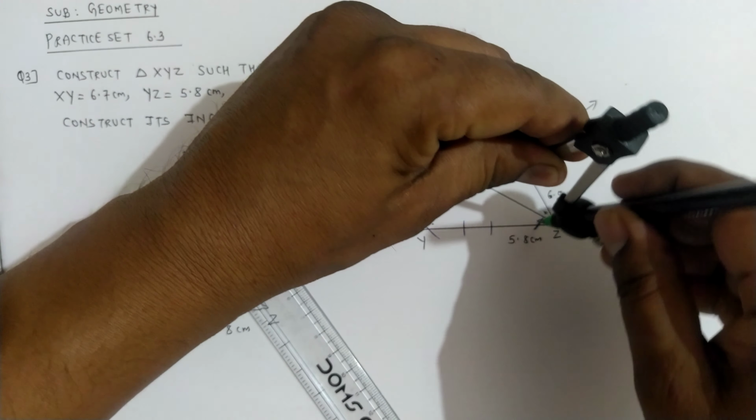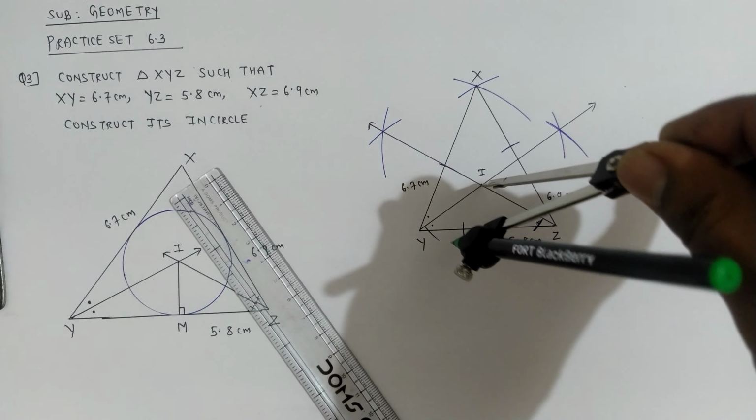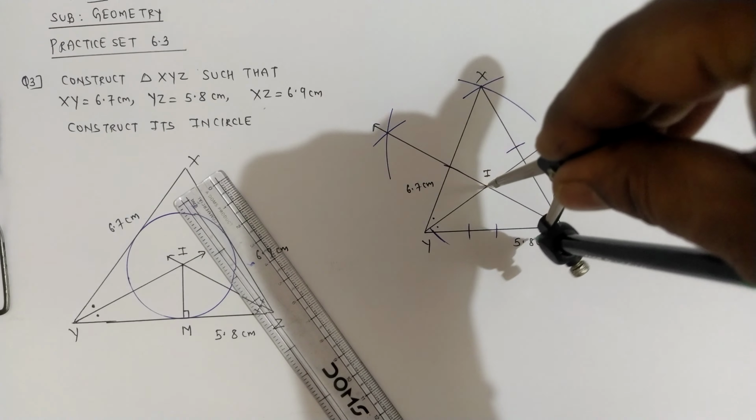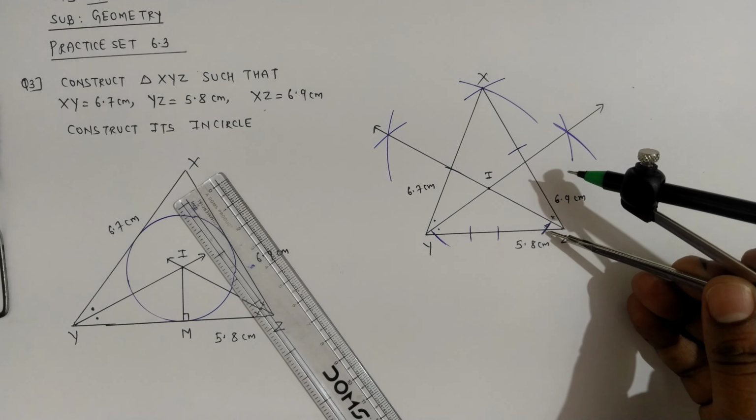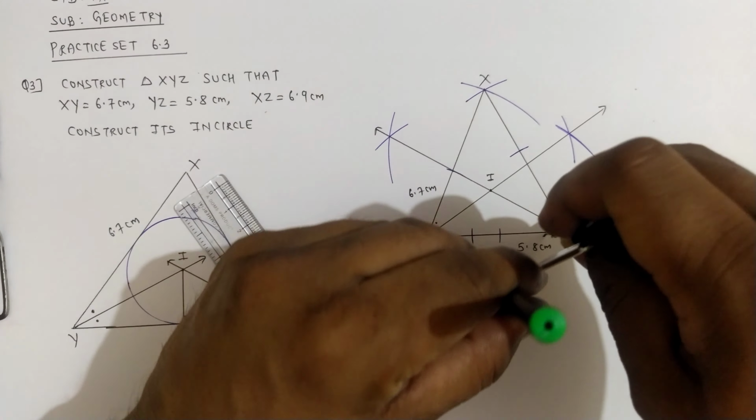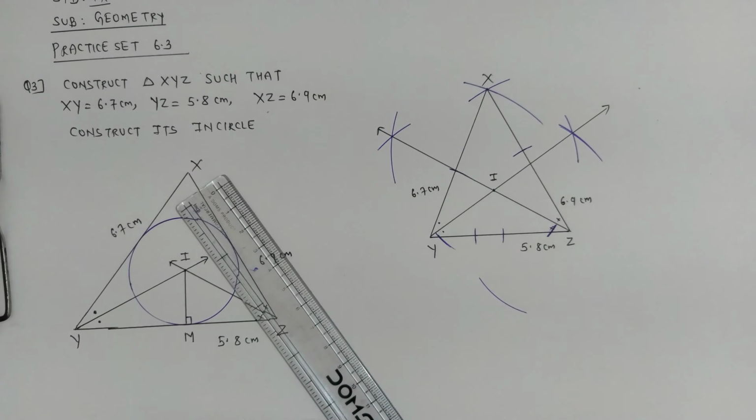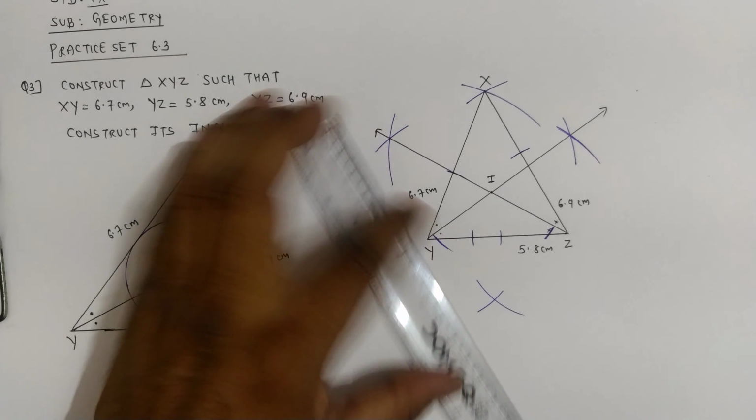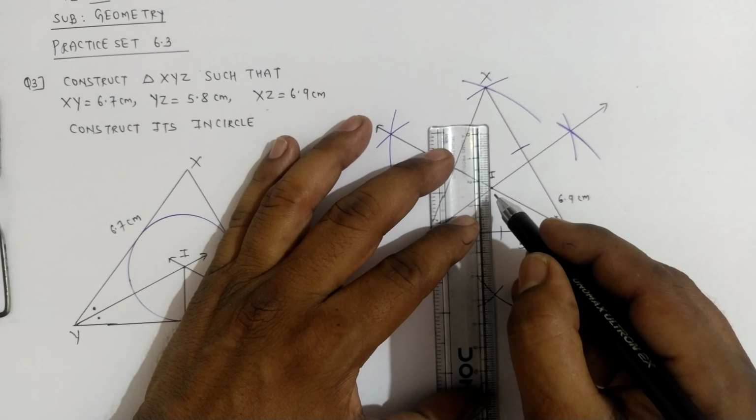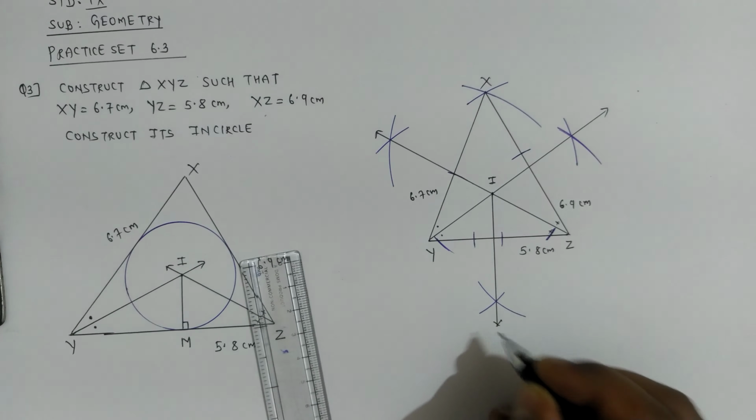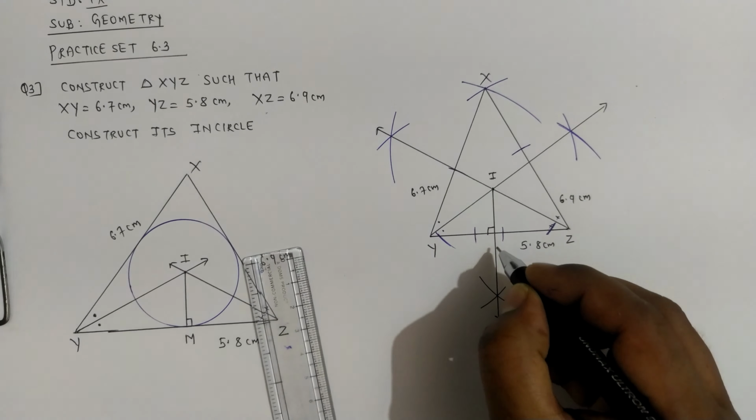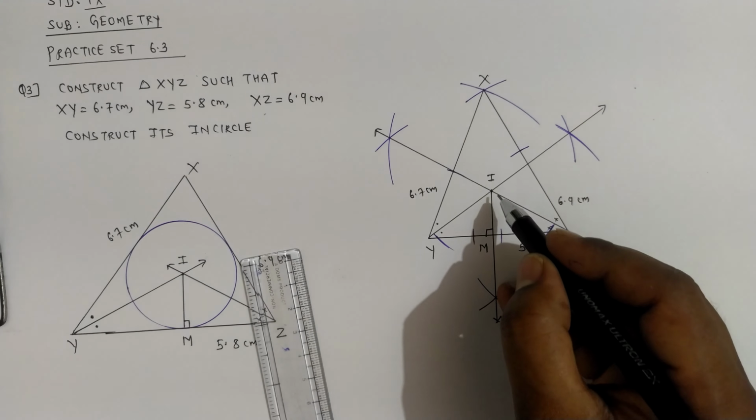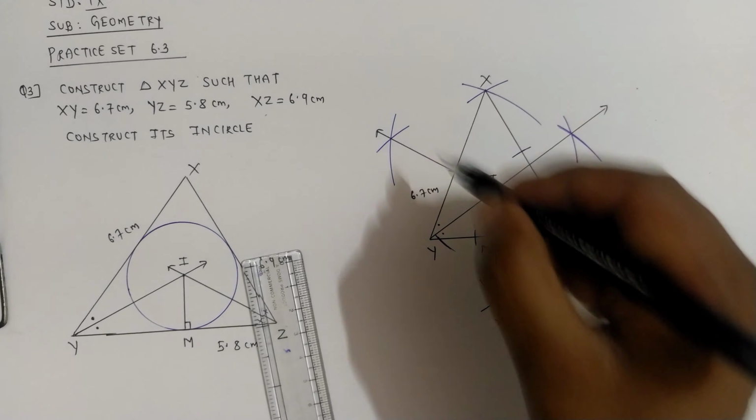Now keep the rounder on point I. On the base you can cut two arcs, 1, 2, and then keep the rounder here, and below the base cut the arc from here and from this point also. You can see that, okay, and draw the perpendicular. See, this way you can draw the perpendicular. Mark this point as M, with the perpendicular sign. So here IM is the radius, IM is perpendicular.